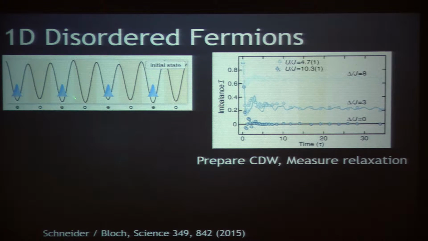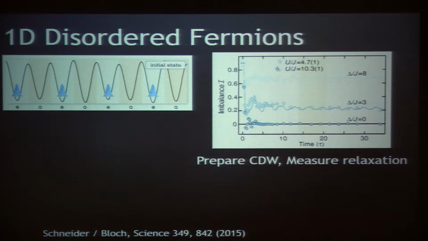If the system relaxes, the particles will tunnel around and spread themselves out, and if it can relax, this imbalance will drop down to 0, and the sites will be equally occupied. So here you can see data taken measuring this imbalance versus time in tunneling times of the main lattice after they prepared this initial state. Okay, so you can see for the non-disordered case, very quickly, this imbalance vanishes and the system is relaxed.